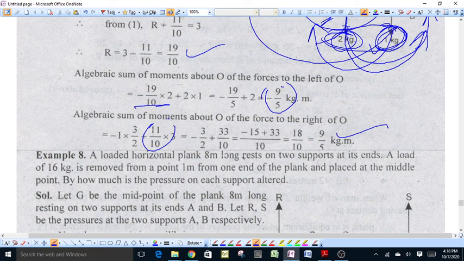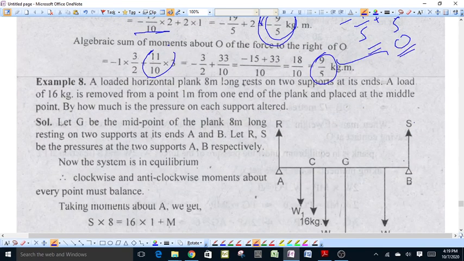And the algebraic sum of these two moments, that is the moments of all the left forces of O, is equal to minus 9 by 5, and that of the right forces is equal to plus 9 by 5. If we add these two moments, the resultant, that is the sum, comes out to be 0. The net moment of all the forces about O will be equal to 0.